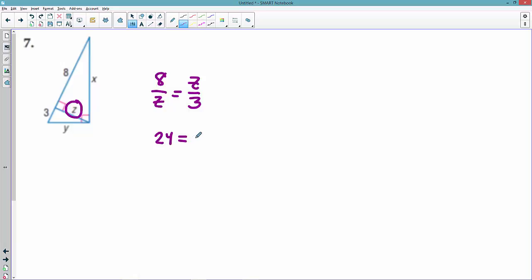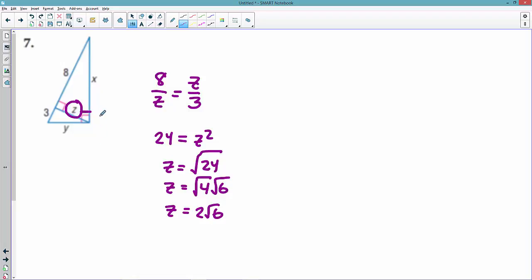24 equals z squared. Z equals, I'm going to just switch sides here because I'm more comfortable doing that, equals the square root of 24. And of course, the square root of 24, excuse me, is radical 4 times radical 6. So I put radical 4 and radical 6. Don't just drop the radical then. Now you drop the radical, and that's our answer for z. Okay, so this is 2 radical 6.